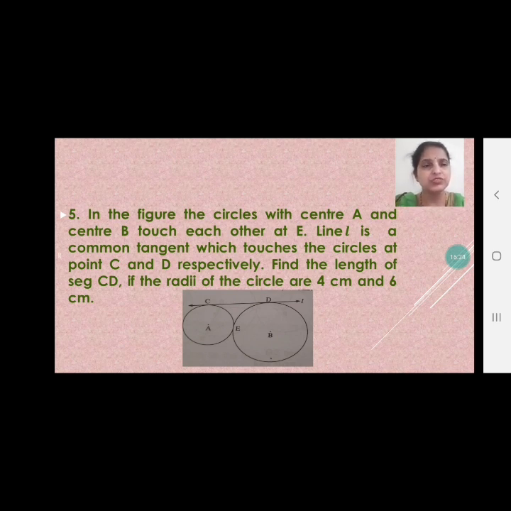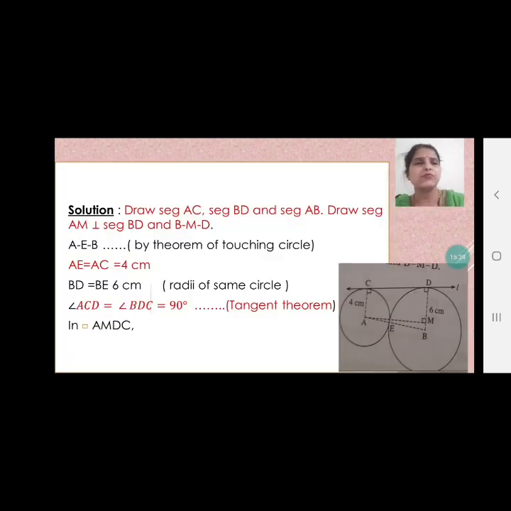So you have to do certain construction over here. You have to join CA, AE, then EB and BD, and you have to draw a perpendicular from A which meets BD at point M. So somewhat this type of figure you are going to get.